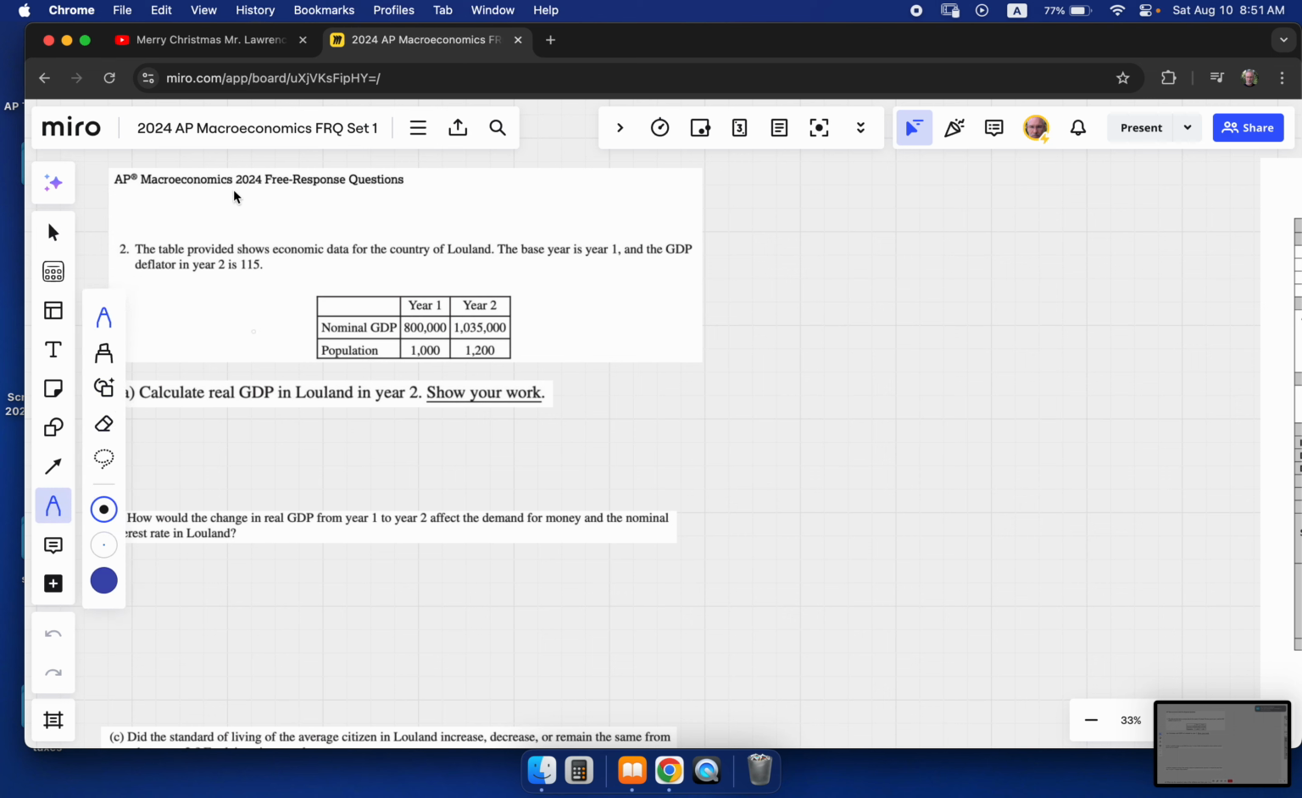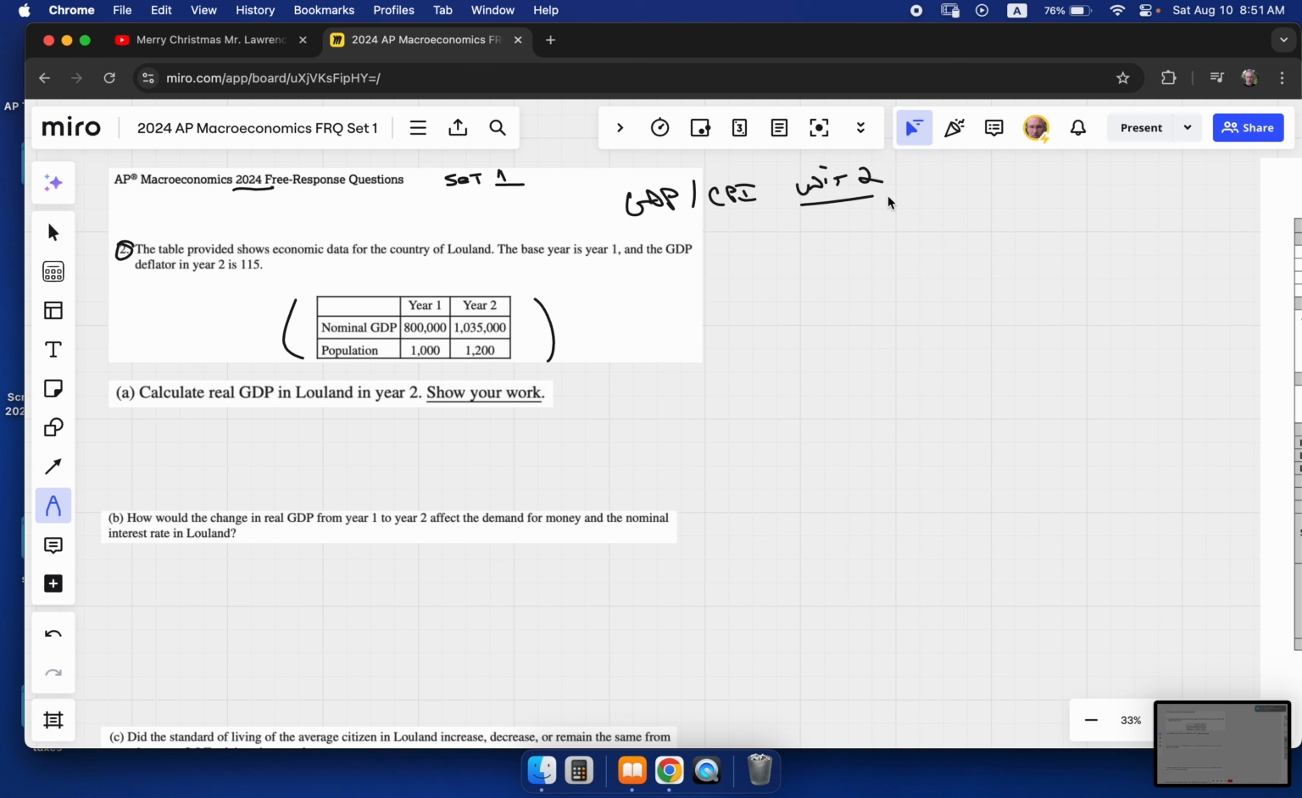Let's do AP Macro 2024. This is set 1, and this is number 2 for set 1. This is, as we can see, a GDP, CPI kind of question. So that would be the category I'd put these in, GDP and CPI. This is your Unit 2 section.